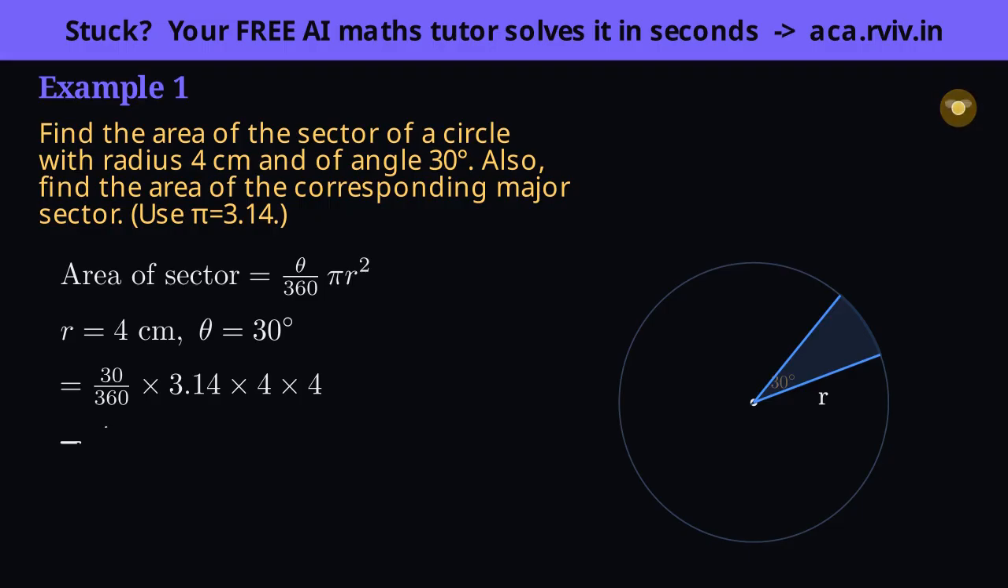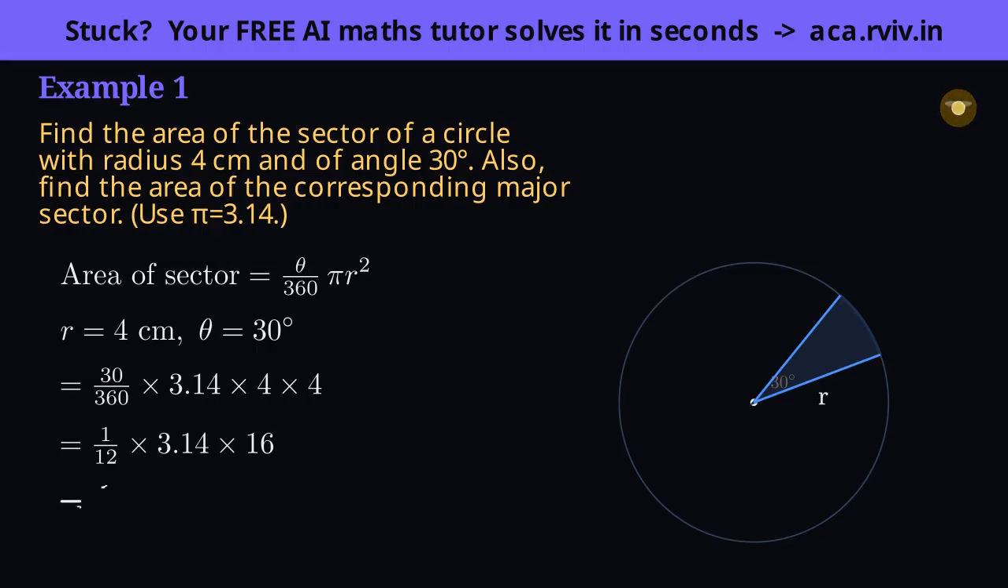Always tidy the fraction first, it makes the arithmetic kinder. 30 over 360, both divide by 30, leaving 1 over 12. So the slice is 1/12 of the whole circle, which makes sense. 30 degrees is 1/12 of a full 360 turn.